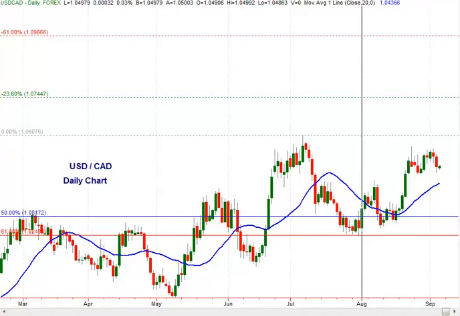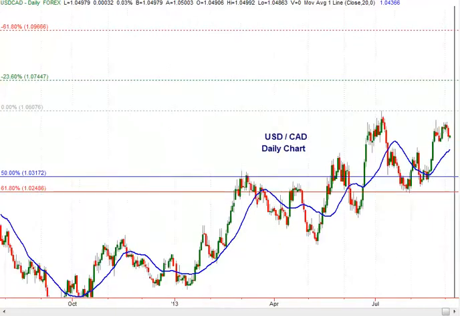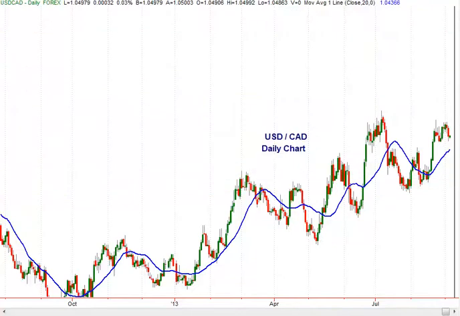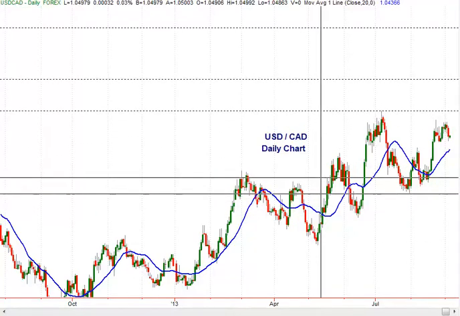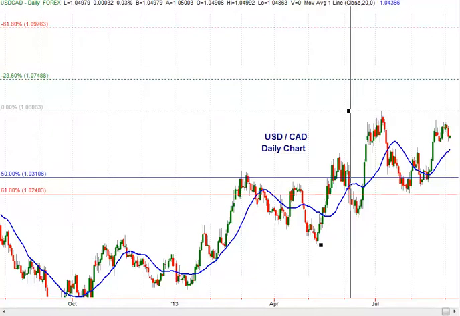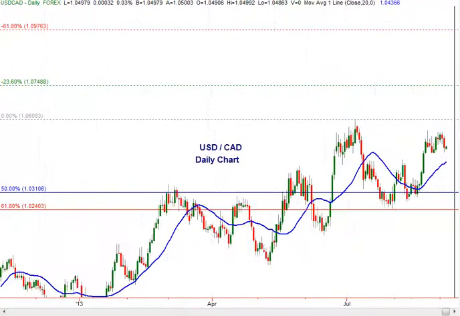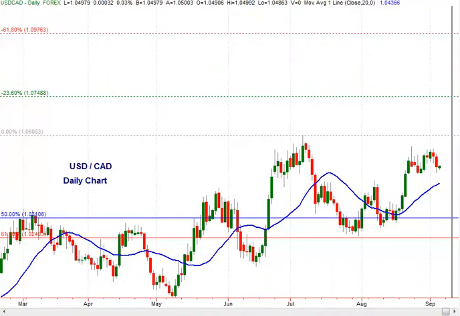I don't think I'm tracing this in the right way, sorry for that. Just let me recheck this. I'm using this level, but I should use the actual low here. And I think when we trace this, indeed we can see that this area of support starting at 103.10 held price, and it was tested twice, and the second time it held even better.